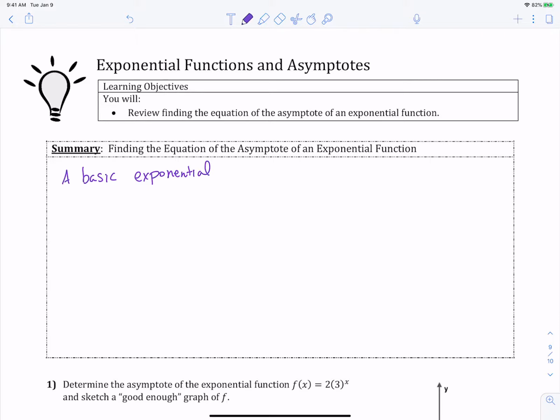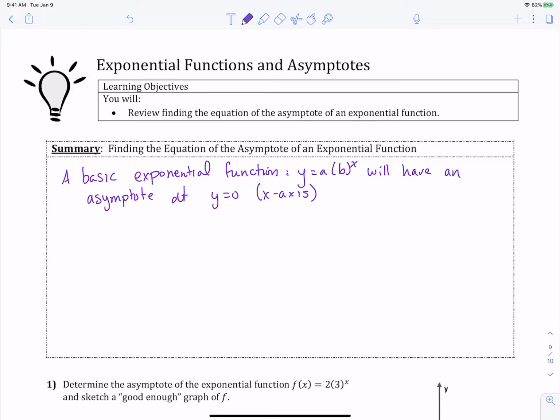When we have a basic exponential function, and what I mean by basic exponential function is a function in the form of y equals a times b to the x. We've got a little bit more layers now that we've done a few more things with exponential functions, so sometimes we have that a out in front instead of just our b to the x. So this will have an asymptote at y equals 0. Again, that's also the x-axis. So that base exponential function is always going to have its asymptote at y equals 0.